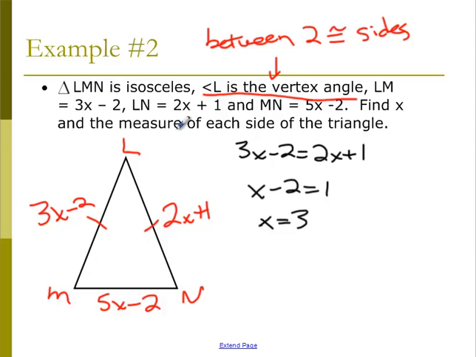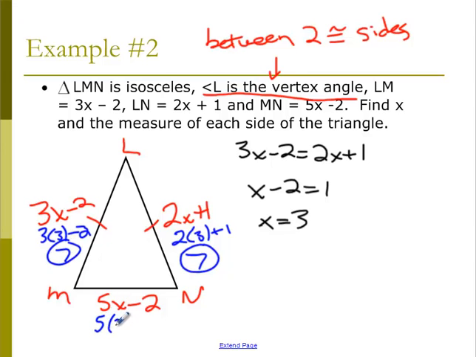Now that x is 3, it says find the measure of each side. So I actually have to plug this in twice. I have to plug it into either one of these two isosceles sides and this third side. So when I plug it in, 2 times 3 plus 1, that's 7. If I were to plug it in over here, I should get 7 also because we did set them equal, and 9 minus 2 is 7. And down here, 5 times 3 minus 2, 15 minus 2 gets us 13. So we have our three sides of 7, 7, and 13.